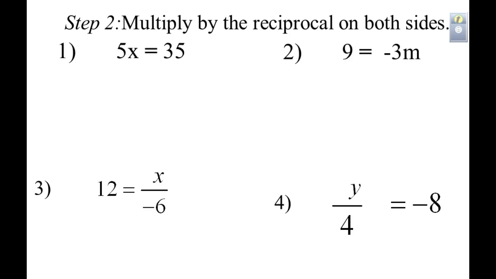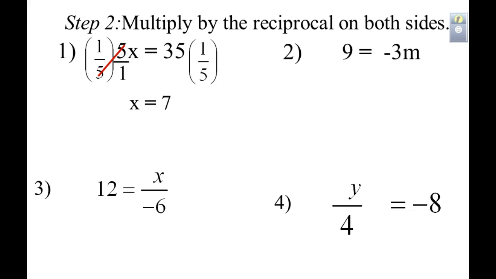Okay, so step 2 is actually, these are the same problems you just wrote down, so you can just continue to actually multiply by the reciprocal. So now we have 5 over 1. We're going to multiply by 1/5 on both sides. Now reciprocals always cancel and equal 1. That's why we like reciprocals.